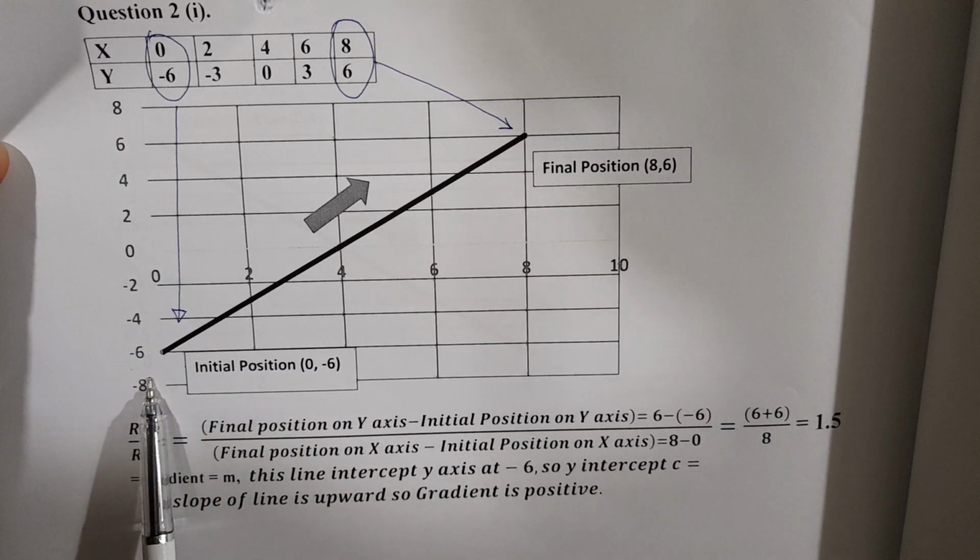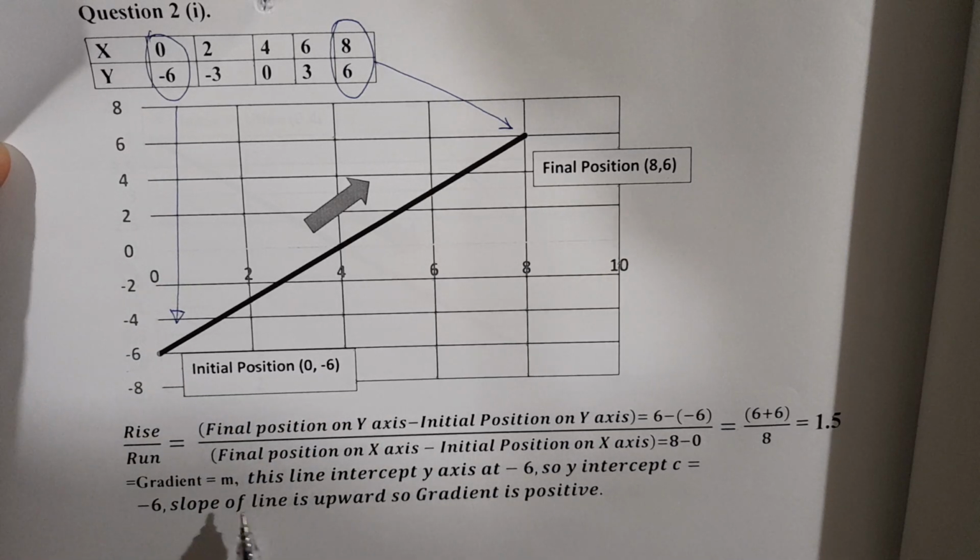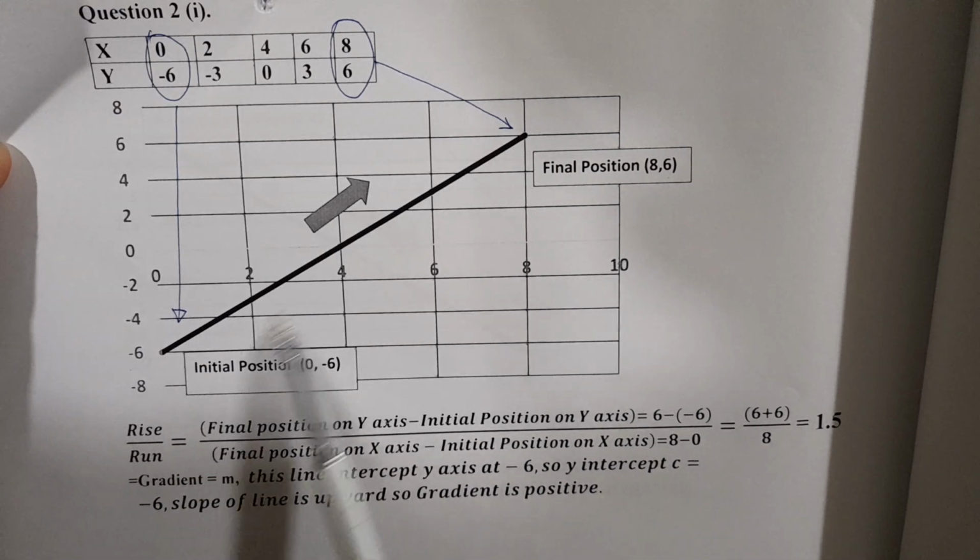This is y axis. So it intercepts at minus 6. And the slope of the line is upward. So gradient is positive.